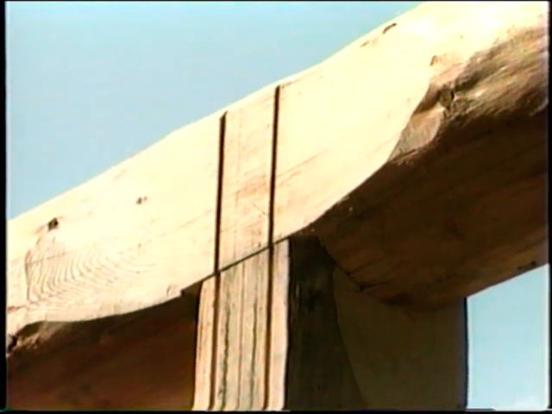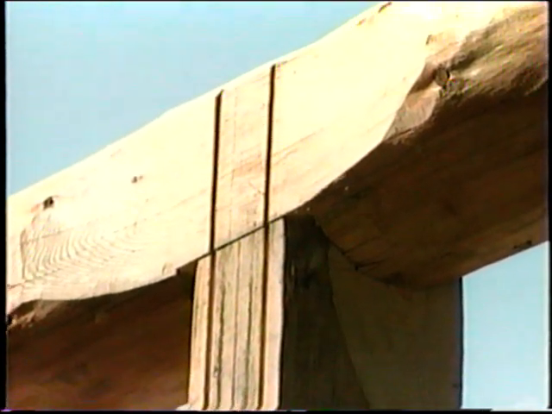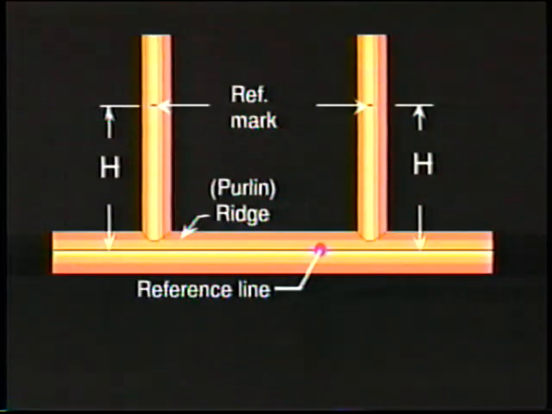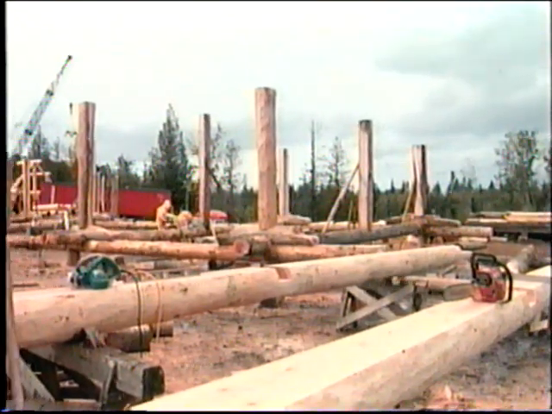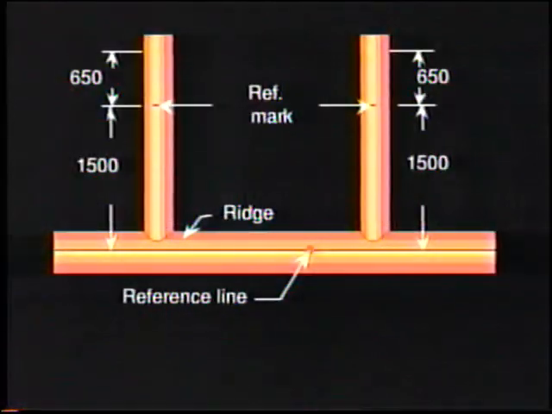When the post has been fitted to your satisfaction, measure the length from the reference line and place an identifiable mark on the side of the post. This mark will be 2,500 millimeters, less the height of the reference line and less the height of the flat on the cap log above the plate line.